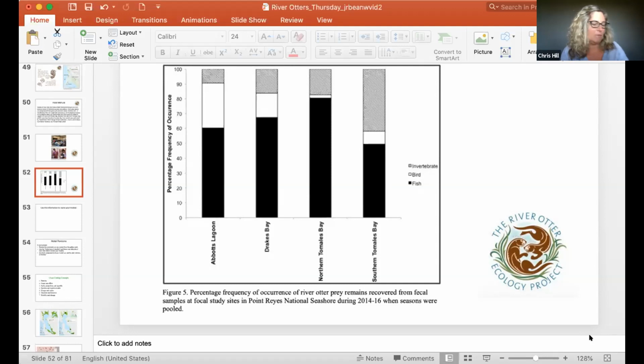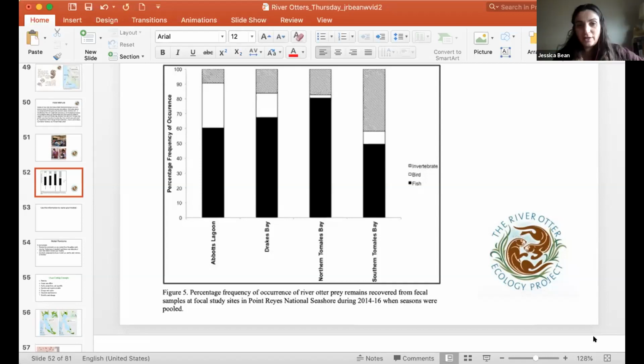Okay, so let's come back together. So what did we notice in this graph? What information does this provide? Does anyone want to start us off with just what did they notice about the diets of river otters? There's more fish in the North Tomales Bay and less birds, so that there's a lot of fish is what I heard from you, Chris, right? And then some of them have birds. Is it always the same amount relatively at every site? No. Chris is saying no. It's not the same across. And then what's this third category that we have?